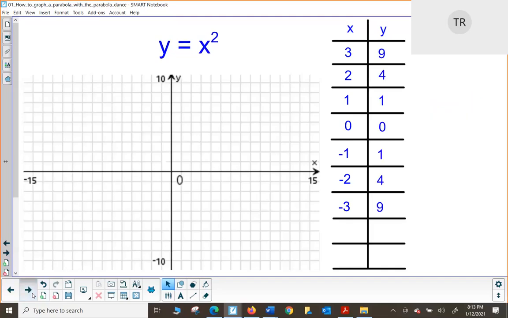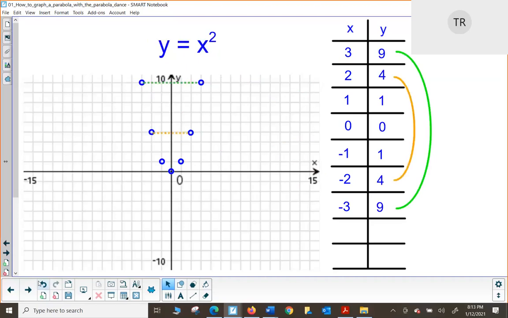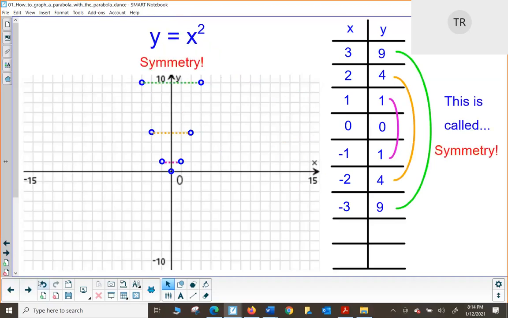And so what we're going to do is graph those one at a time: 3, 9; 2, 4; 1, 1; and so on. So I'll plot all 7 of those points. And what I want to do is I want them to notice something. I want them to notice in the table and in the graph what's going on here. And what I'm hoping they'll notice is that this is called symmetry, and it's symmetry about the y-axis, or the line x equals 0.